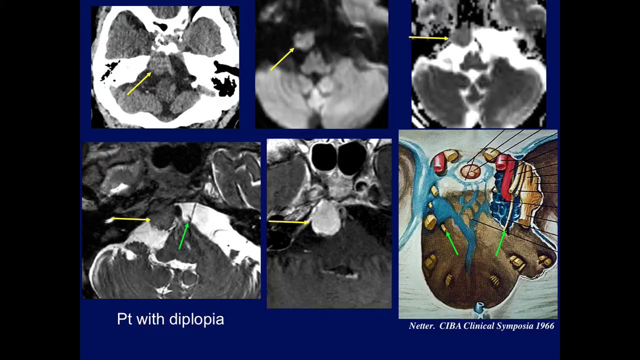Correct. As Gino said, the sixth nerve. We can see the normal 6. We do not see the right 6, which explains the patient's diplopia. And again, on this anatomic specimen, we can see the 2-6 nerve. We can see how they would be involved with this tumor.